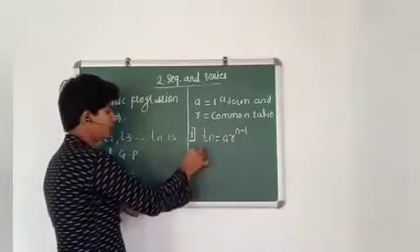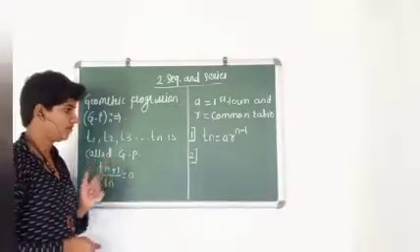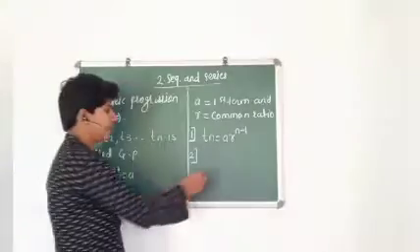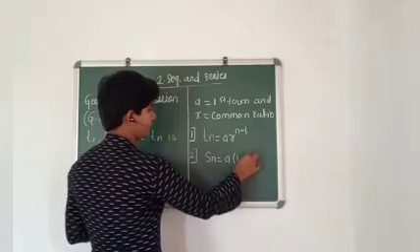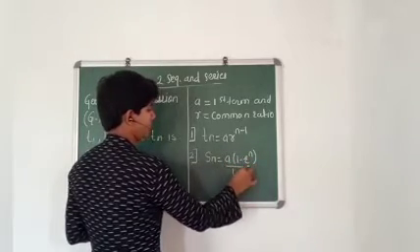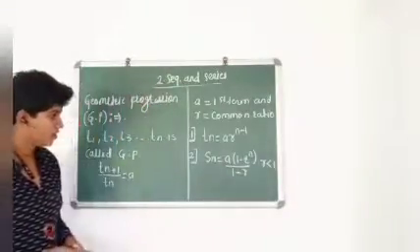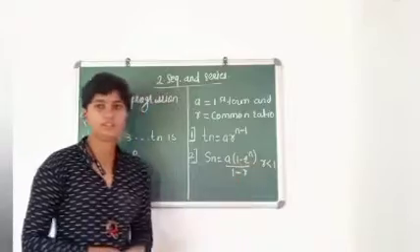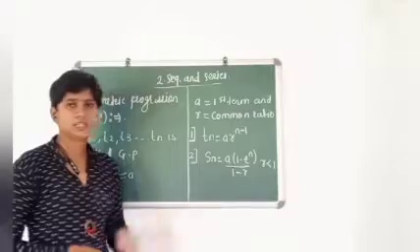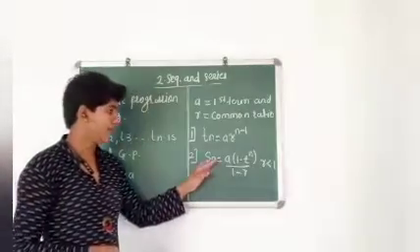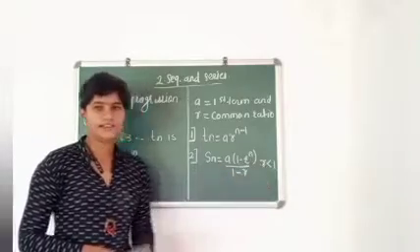Similarly, to find the sum of the first n terms of a geometric progression, Sn is equal to A inside the bracket 1 minus R raised to n upon 1 minus R, if R is less than 1. When the common ratio is less than 1, apply this formula for the sum of the first n terms, with the condition R is strictly less than 1.